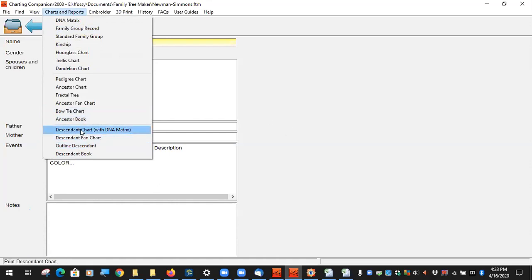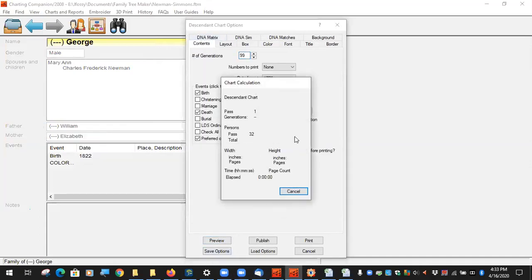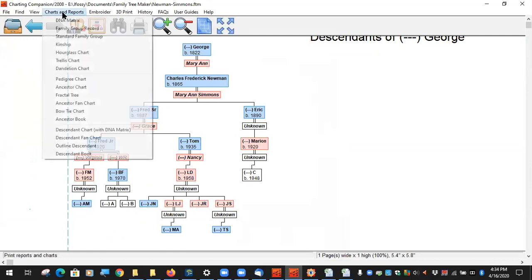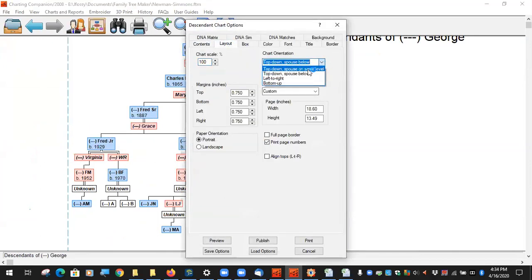Yeah, now the DNA matrix is basically the McGuire chart. It's all basically a glorified descendants chart. If we just do a descendants chart without doing it, basically here's what we got. Here's George. I usually do the spouse below. In layout, you can change that. Like here, you can have the spouse on the same level.